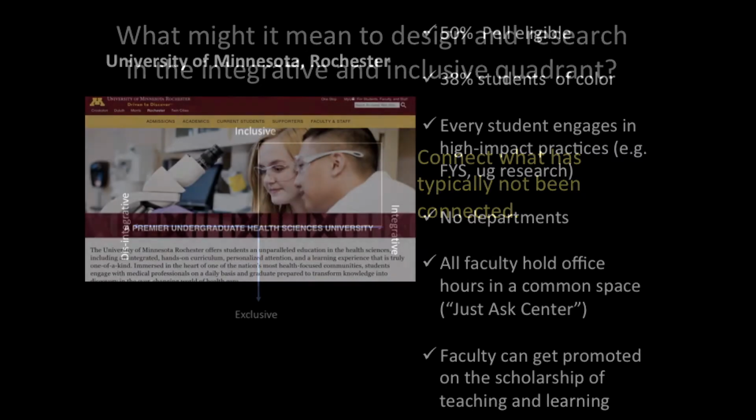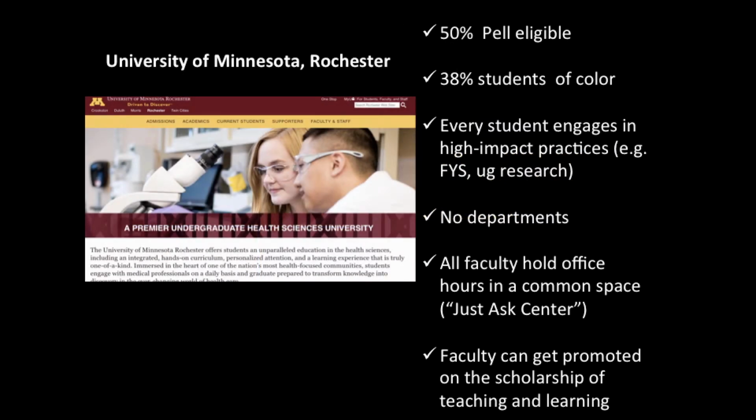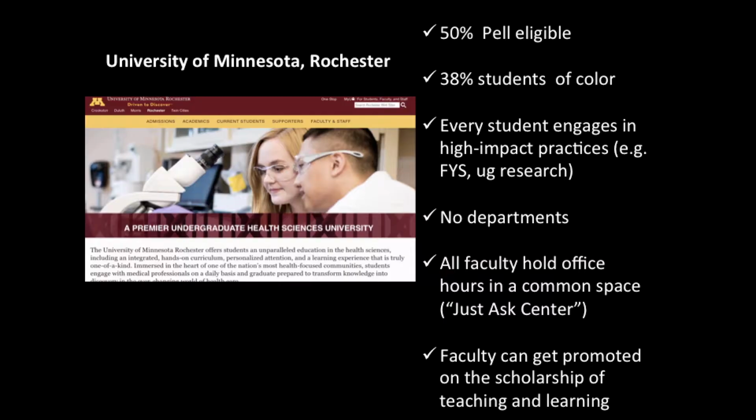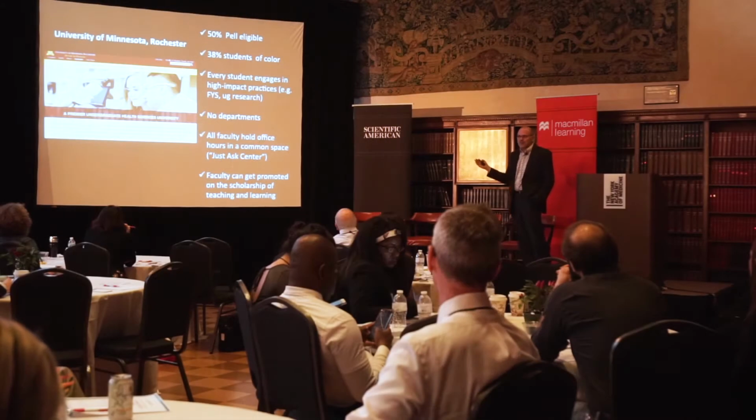What does that mean? Well, for example, University of Minnesota Rochester, a 10-year-old branch campus of the University of Minnesota, to my mind, one of the most amazing institutions in all of higher education. 50% Pell eligible students, 38% students of color. Every student engages in high impact practices. They have no departments. All faculty hold office hours in one common space called the Just Ask Center. And as their chancellor said to me, well, of course, why wouldn't we hold our office hours in one space? There is no such thing as a major assignment that is not shared by at least two courses. I'm like, of course.